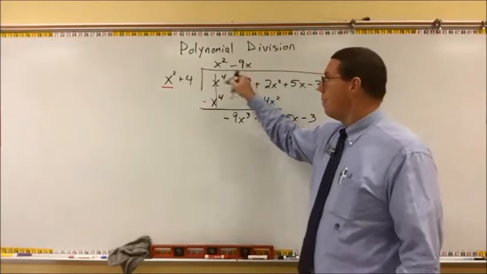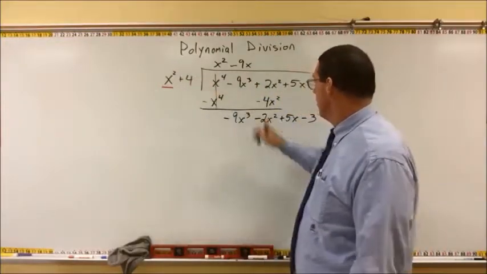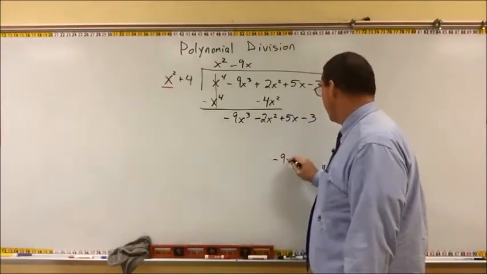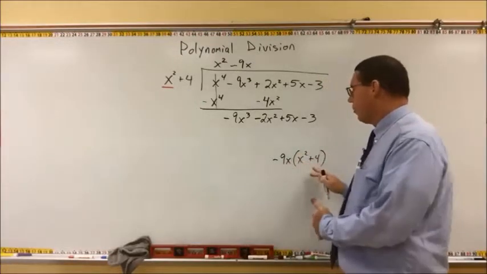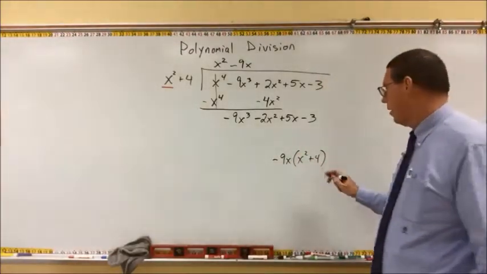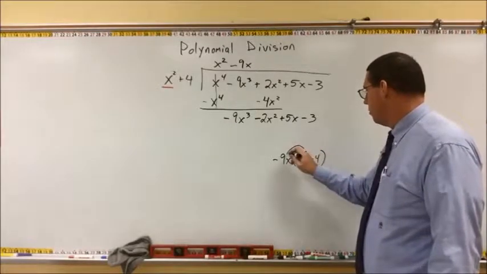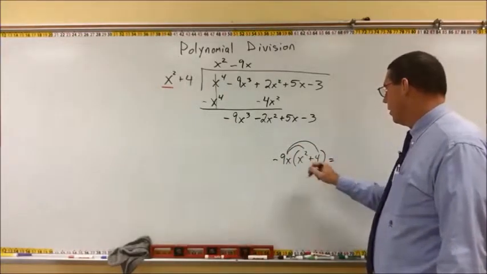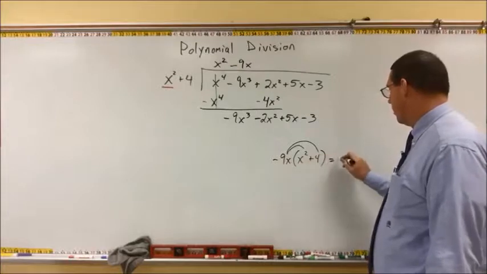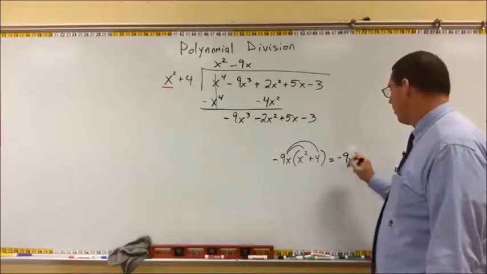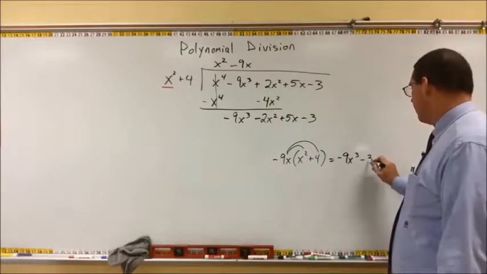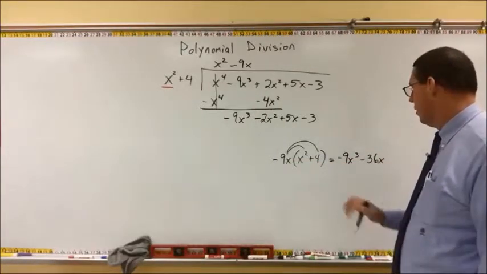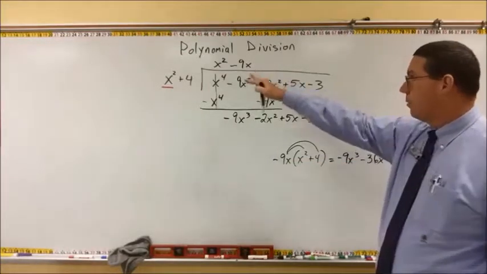Well, we multiply it by x squared plus 4. Well, what is negative 9x times x squared plus 4? This is just another way to do it. You could do it off to the side. Well, if we were to distribute the negative 9x, we would get negative 9x times x squared is negative 9x to the third, and negative 9x times 4 is negative 36x, right? All right, well, remember that when I do it this other way.